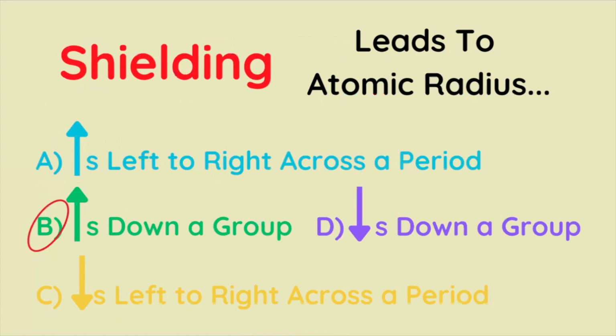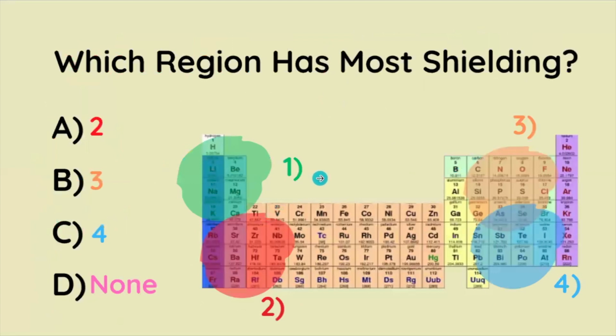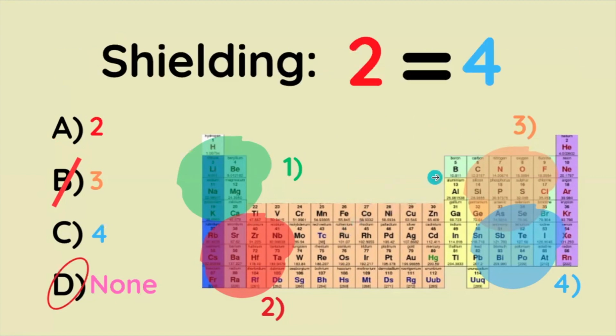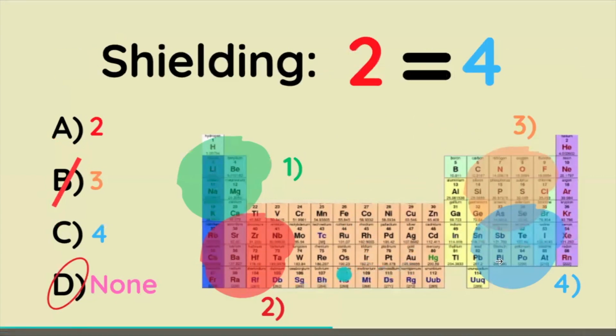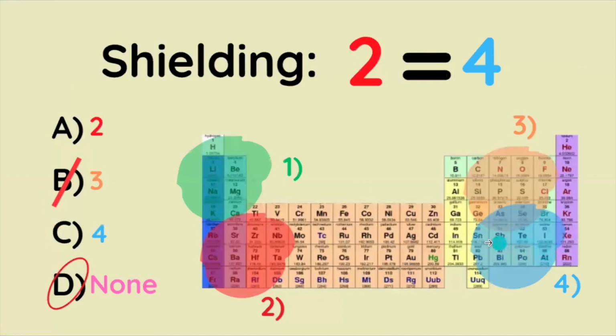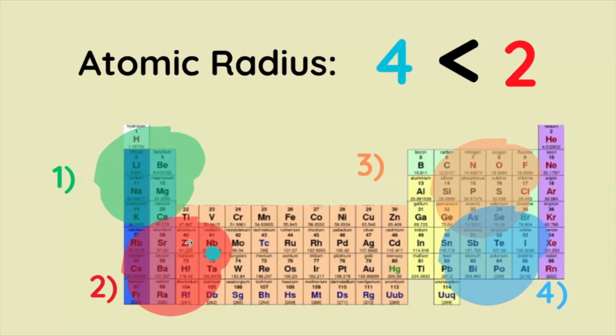Which of these regions on the periodic table experiences the most shielding? Well, it's not one of the top regions because with fewer shells, there's less shielding. The answer is actually none of the above, as both the regions at the bottom of the periodic table, 2 and 3, experience equal levels of shielding. Yet, atomic radius is bigger for elements in the bottom left as compared to elements in the bottom right, as shielding is not the only factor in determining atomic radius size.